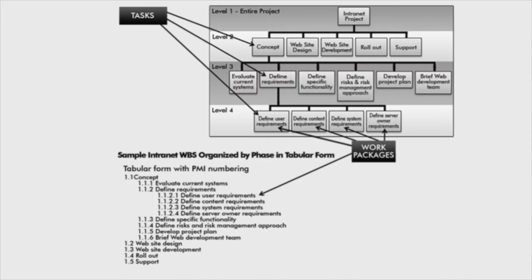We could visually represent this in a flowchart, and the flowchart would be a summary of all of the tasks. For example, the top level task, level 1, would be the internet project itself, which would flow into specific components, concept, web design, and so on. Level 3 would be even finer. Level 4 would be the individual work packages that would be put together for people or departments in the organization to complete as part of the overall project.